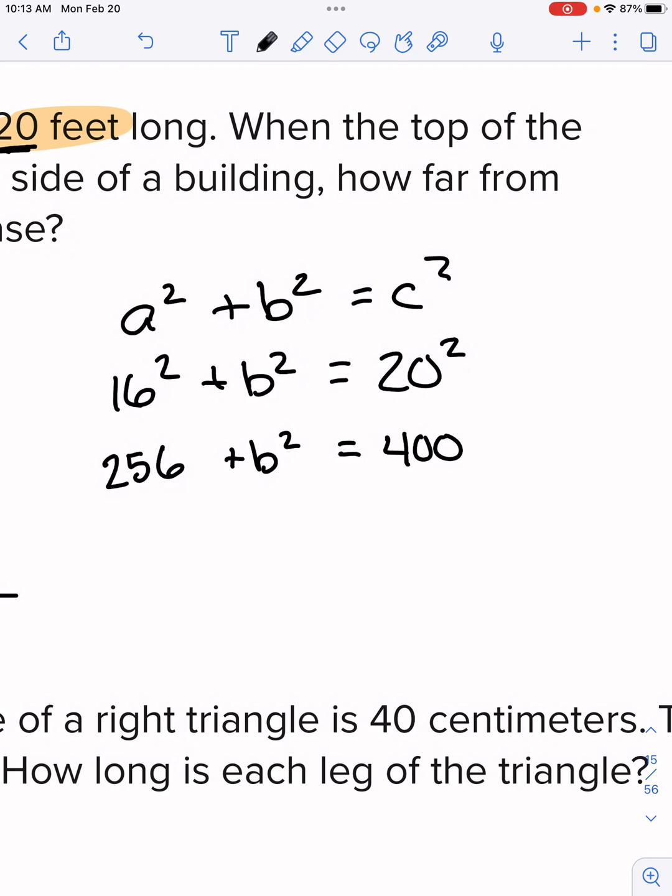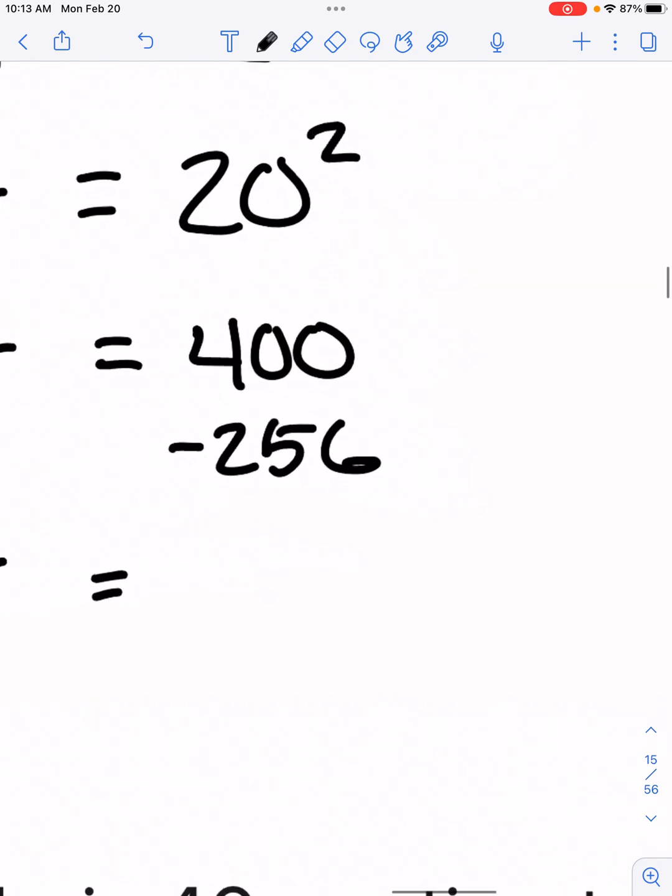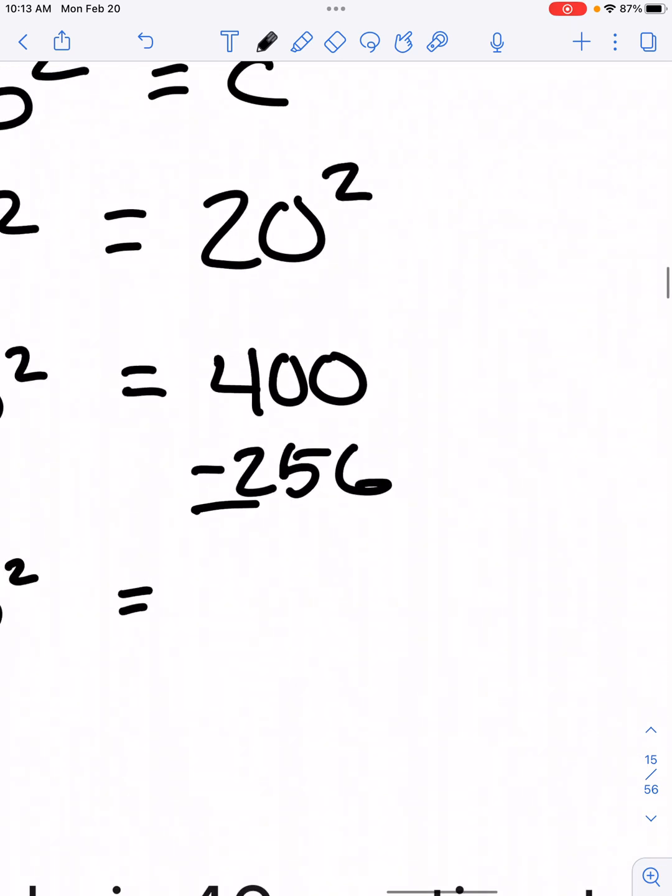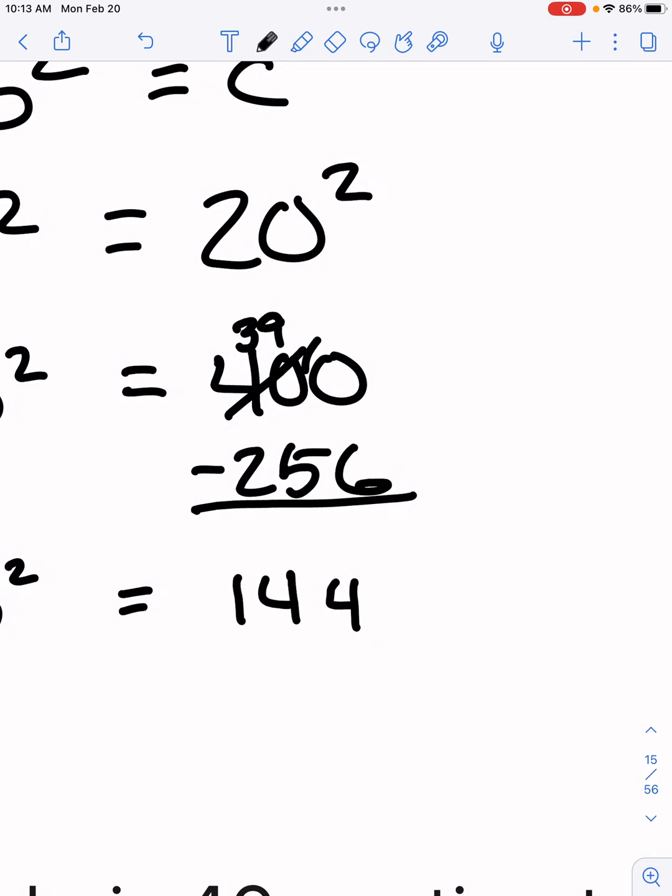And if we subtract 256 from both sides, let's subtract this. I can't take away 6 from 0, but I can borrow, not from the 0, maybe from the 40. This will become a 39 if I take 1 from it. So I take 1 ten and make this into 10 ones. 10 minus 6 is 4. And then 39 minus 25, I'll do that together, is 144.